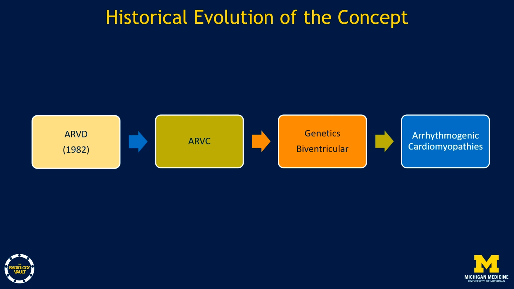Initially termed arrhythmogenic right ventricular dysplasia, it was thought to be congenital. Later studies revealed that myocyte atrophy happens after birth, leading to the updated term arrhythmogenic right ventricular cardiomyopathy, or ARVC. Research has shown that this condition has a genetic basis and can affect both the right and left ventricles, expanding the spectrum of the disease. Thus, the more inclusive term arrhythmogenic cardiomyopathies was adopted, encompassing three variants: right dominant or classical ARVC, biventricular, and left dominant, also called ALVC.